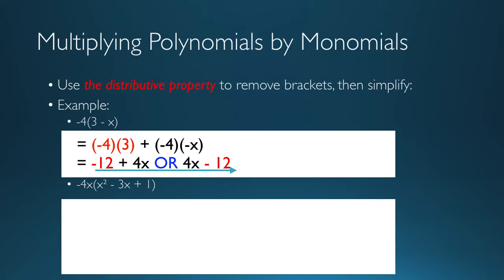Okay, let's look at our second example on the slide. We've got negative 4x as the monomial being multiplied by the trinomial x squared minus 3x plus 1. Take a moment, try to do that one on your own. I'm going to give you 30 seconds and then we'll go through it together.